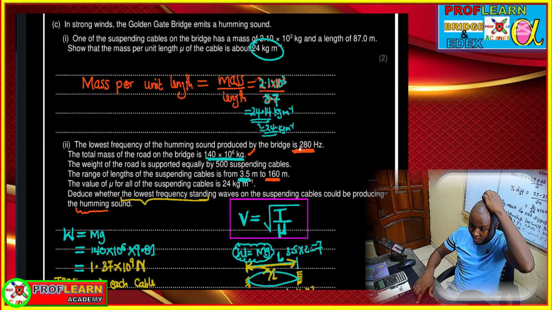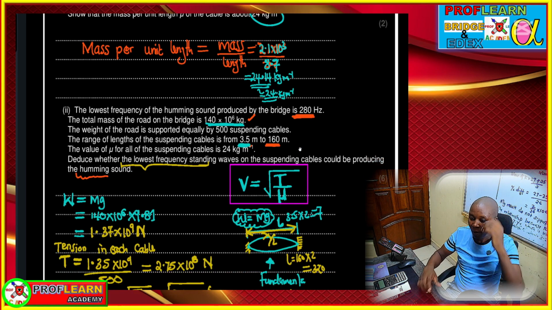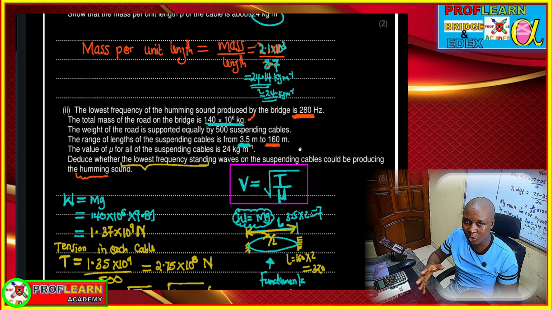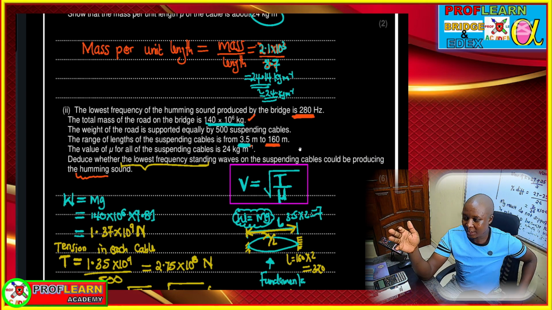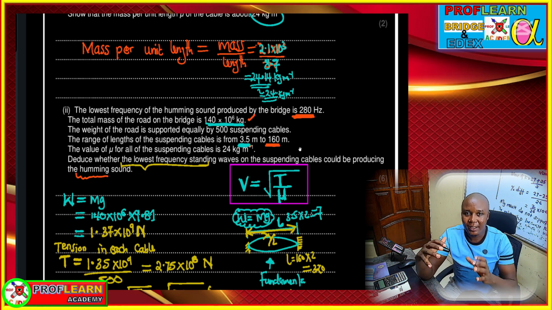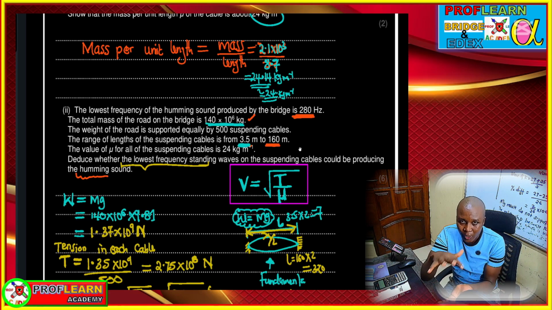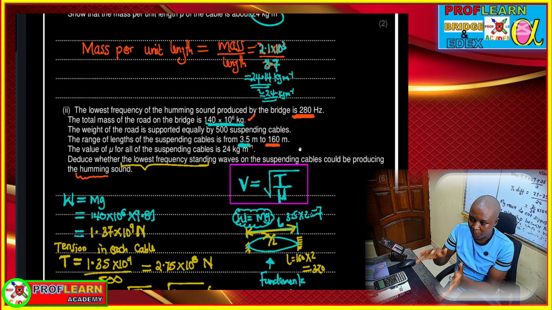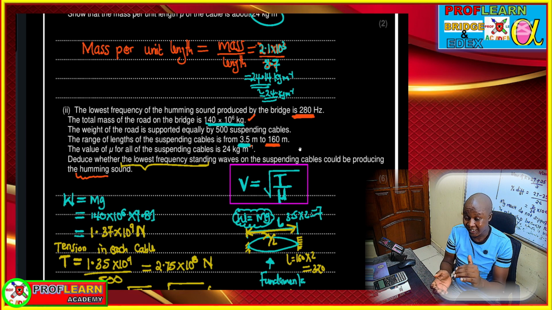Something that we need to remember first, we need to know what is the tension in these strings, or in these suspending cables. Because the cables are supporting the weight of the rod, the tension in the cables is going to be equal to the weight of the rod. That's what we are going to check.